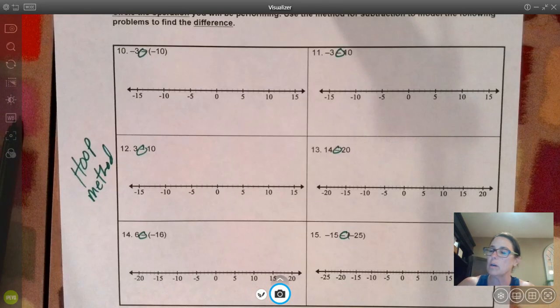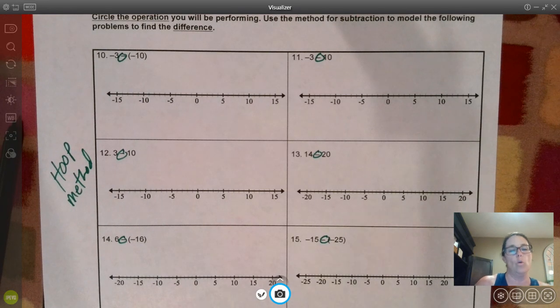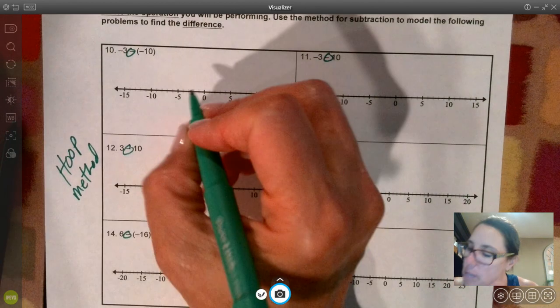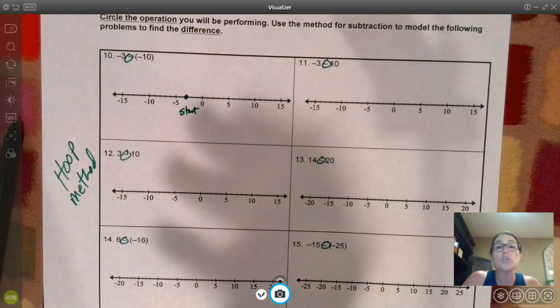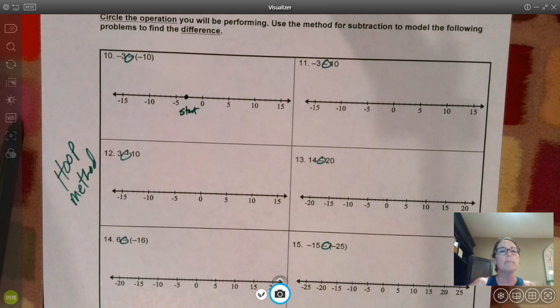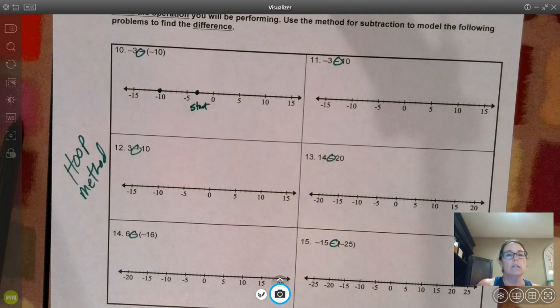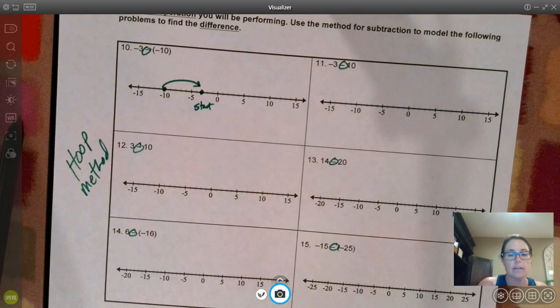Please remember with adding on a number line, we always started at 0 and we move left or right depending if it's negative or positive. This is a very different technique when there's a subtraction sign. So -3, that's start or home. If you want to put a star there, put a star there. Just label the first number with something. And then you've got a -10. Your question is, how do I get back to start? How do I get back home? So we're going to be going to the right 7.